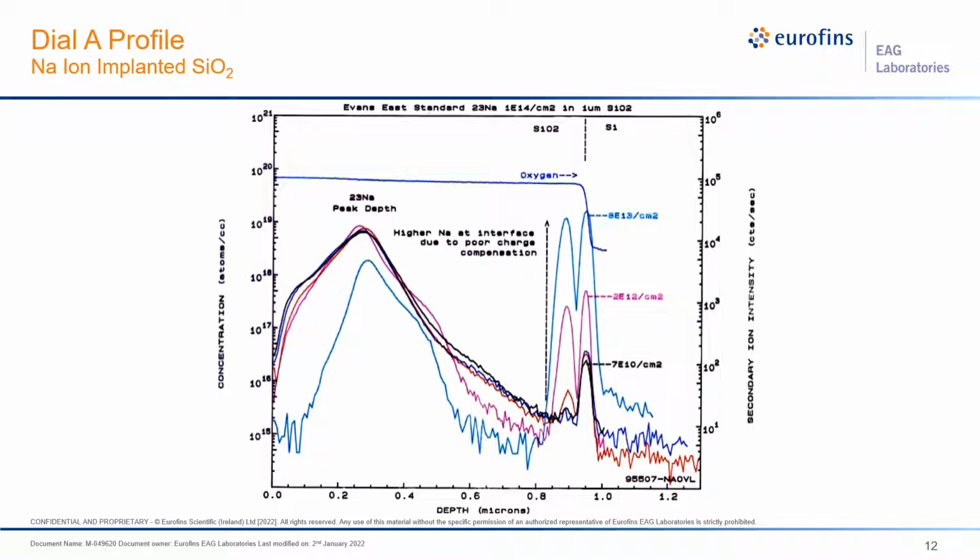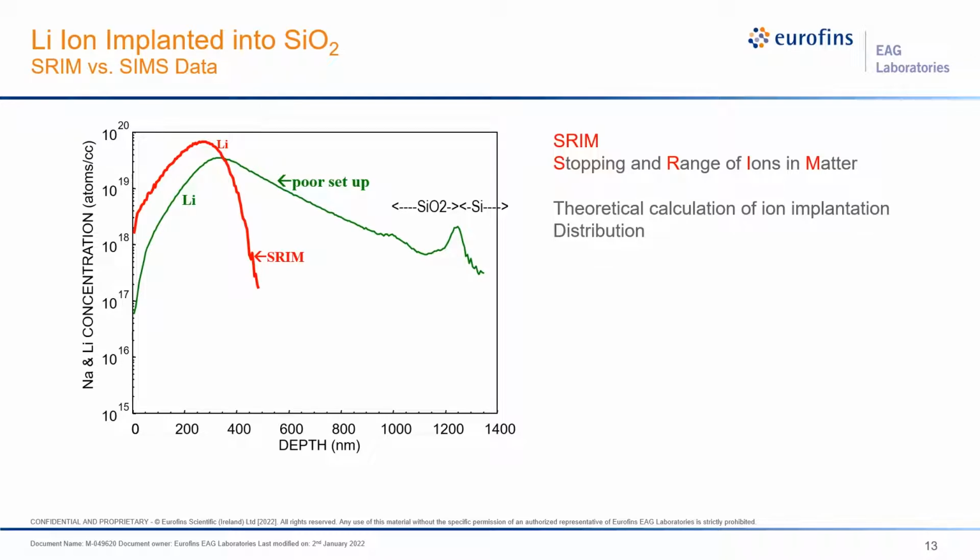at the epi-substrate interface. Obviously, this is not desirable, and these are the kind of reference materials we use, not just for calibration purposes, but to set up our instrument to prevent or minimize the migration of these mobile ions. I'll give you another example, and this time it's lithium. Lithium implanted into an SiO2 film that's sitting on a conducting silicon substrate.